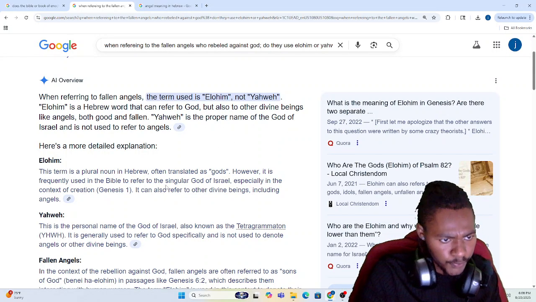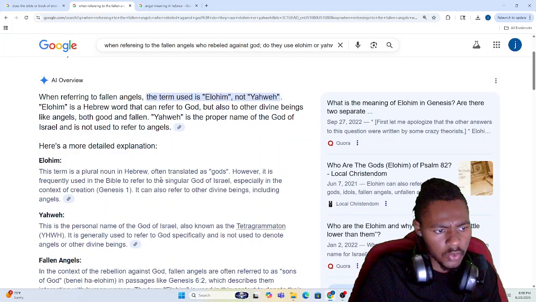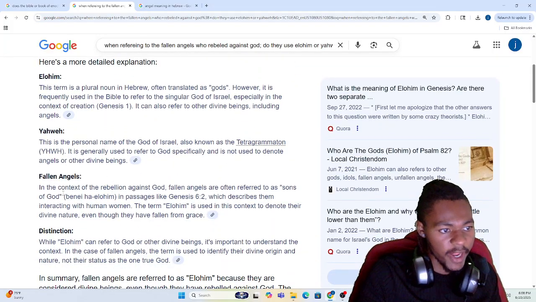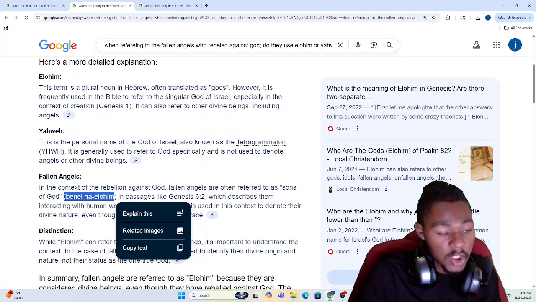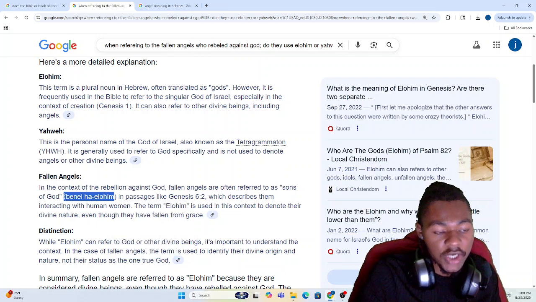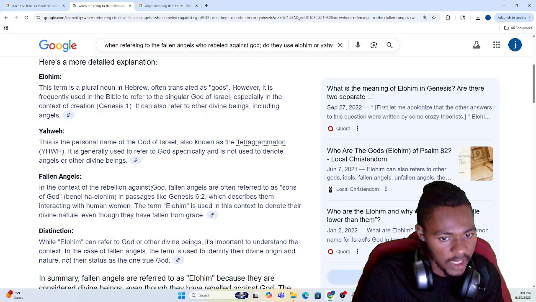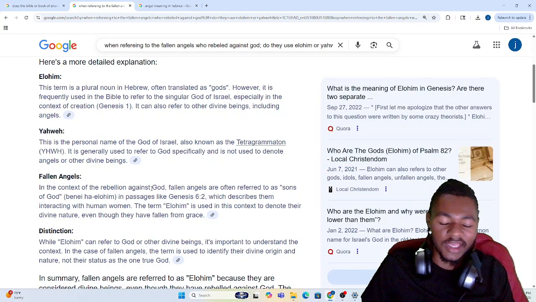So yeah, anyway, when it comes to the fallen angels, right here it says in the context of the rebellion against God, fallen angels are often referred to as sons of God. But peep, it's Bene Ha Elohim. You feel me? So these are children of the Elohim, the many gods. Who are the Elohim? The Elohim are the Inataka.